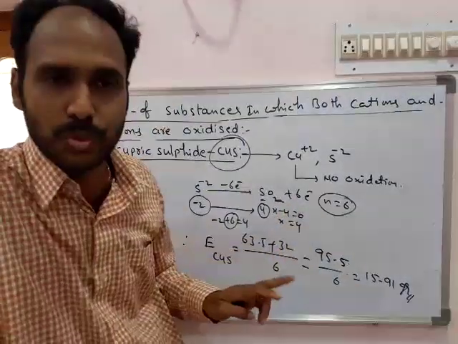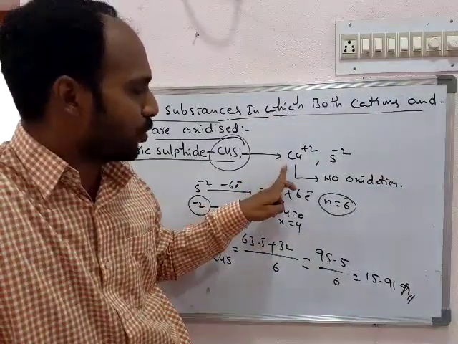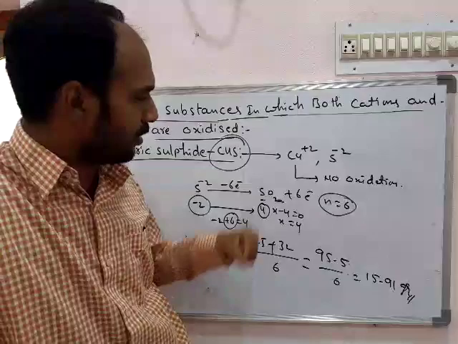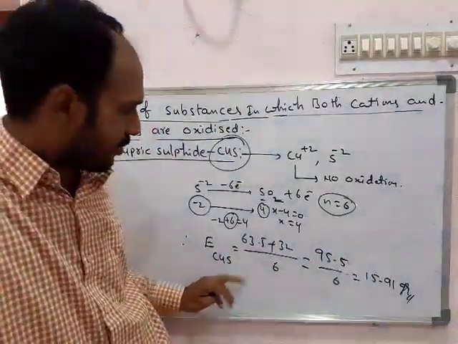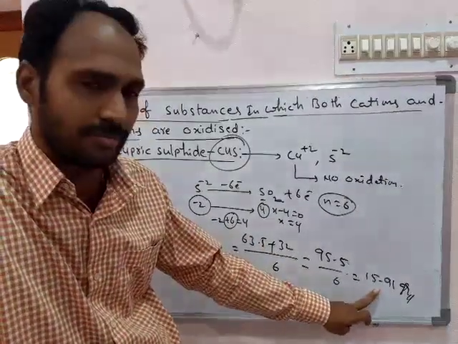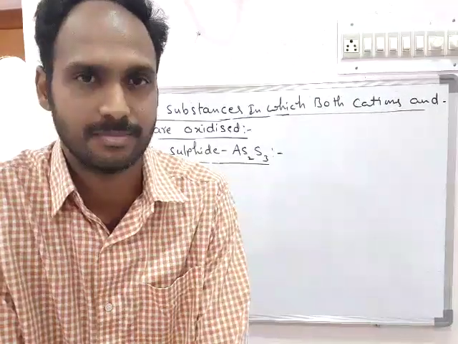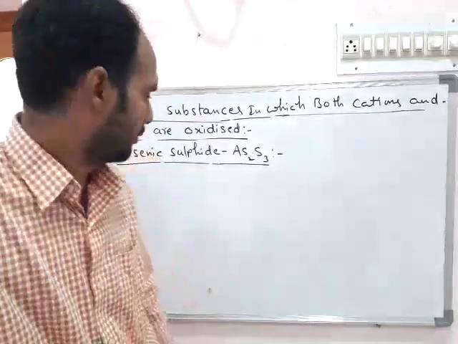Here the number of electrons lost by it is 6, and for the remaining cupric there is no oxidation, so no n factor. So the total compound n factor is equal to 6. Therefore equivalent weight is its molecular weight by n factor, that becomes this one. Okay. So see the next problem.